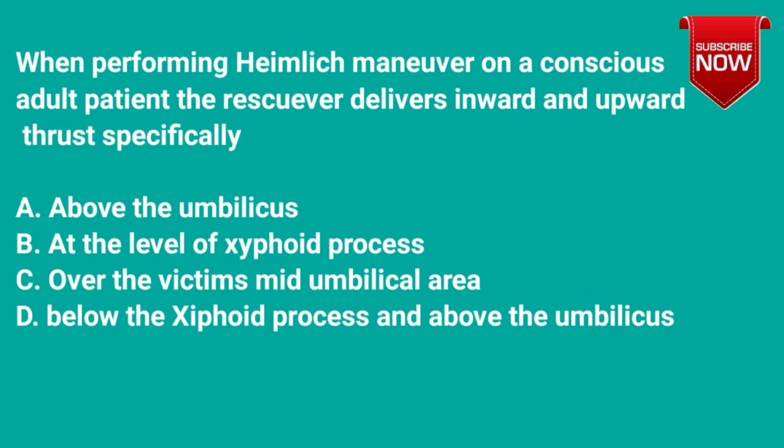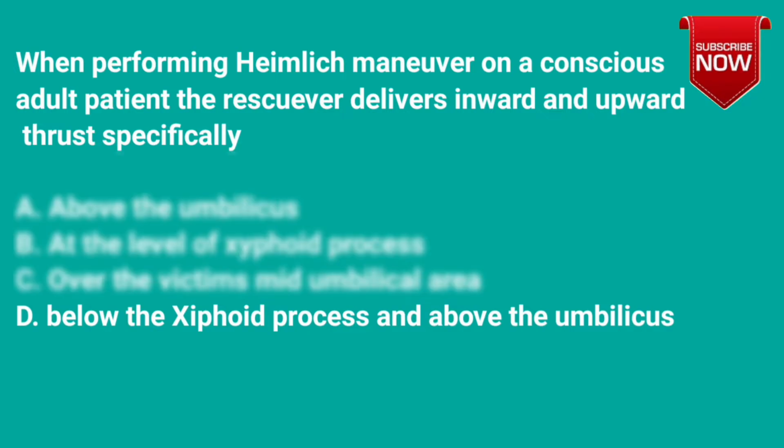While performing the Heimlich maneuver on a conscious adult patient, the rescuer delivers an inward and upward thrust specifically: option A above the umbilicus, option B at the level of the xiphoid process, option C over the victim's mid-umbilical area, option D below the xiphoid process and above the umbilicus. The correct answer is option D, below the xiphoid process and above the umbilicus.